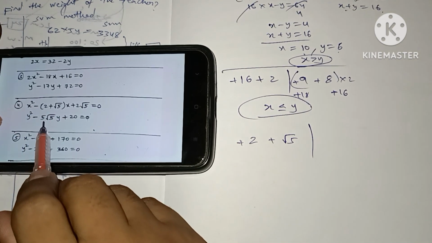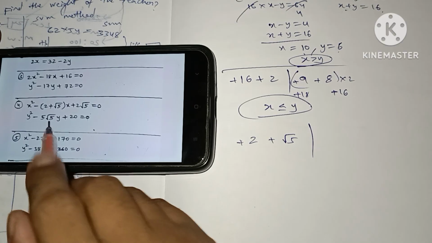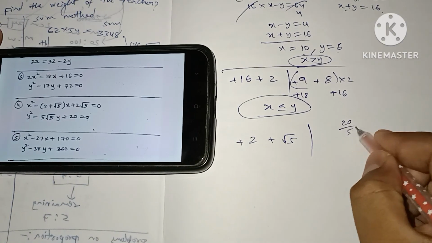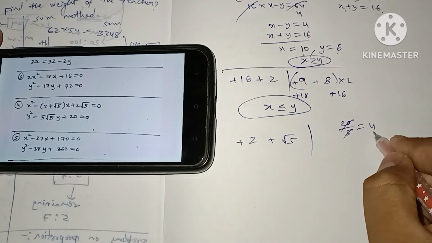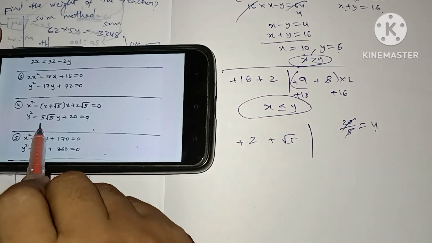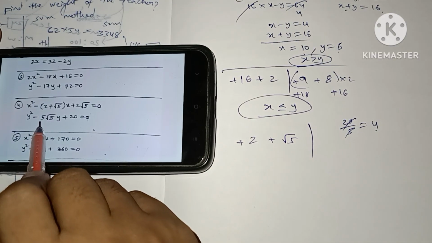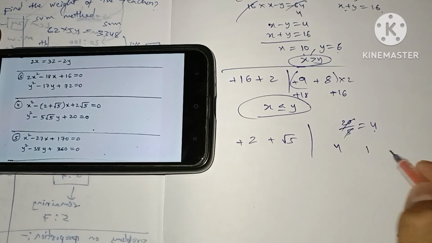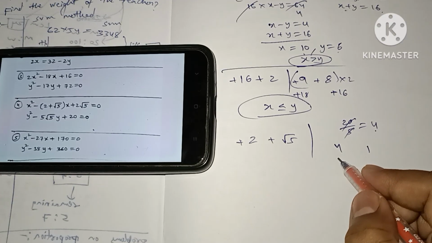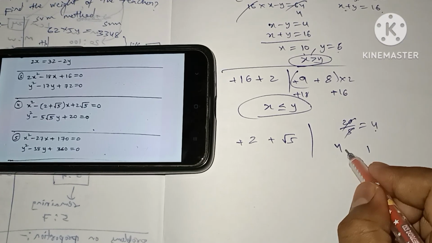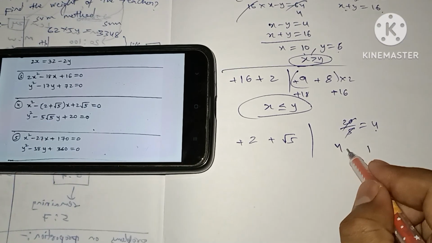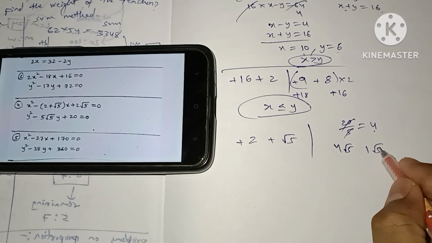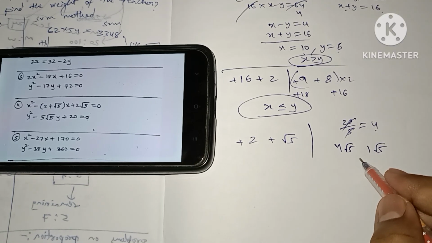And in the second equation, here we have root 5. So we divide 20 by 5, we get 4. So we need to find the roots for 4, and by adding the roots we need to get the value of 5. 4 times 1 is 4, so 4 and 1, and the sum of these two is 5. And here we have root 5, so we have placed root 5 in addition to it.